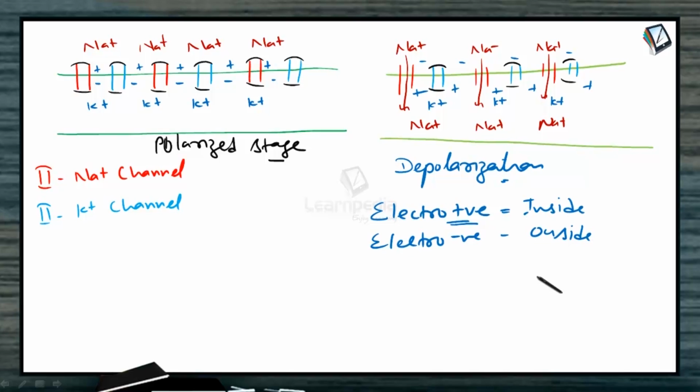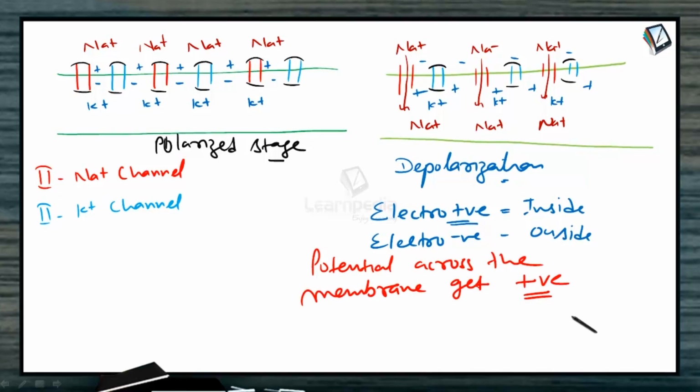If you compare this condition with the polarized stage, it gets reversed. So now we can say potential across the membrane gets positive. Initially it was negative, it was minus 70 millivolt. Now it will reach the level of 30 to 40 millivolt. That will be called spike potential or action potential.